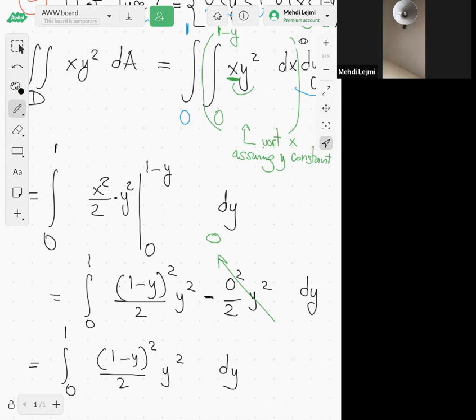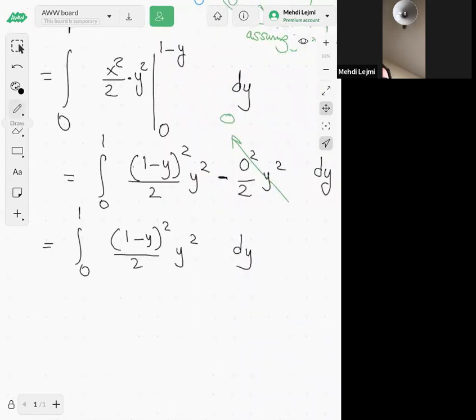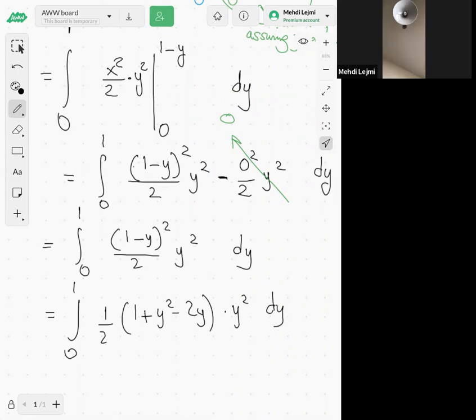Now we integrate with respect to y. Again, here, guys, you can just distribute. You compute (1 minus y) squared times y squared, etc. It's a lot of computations here. What I mean by distribute: from 0 to 1, you say here's half (1 minus y) squared, that will be 1 plus y squared minus 2y, and then you multiply by y squared, dy. You integrate and so on.